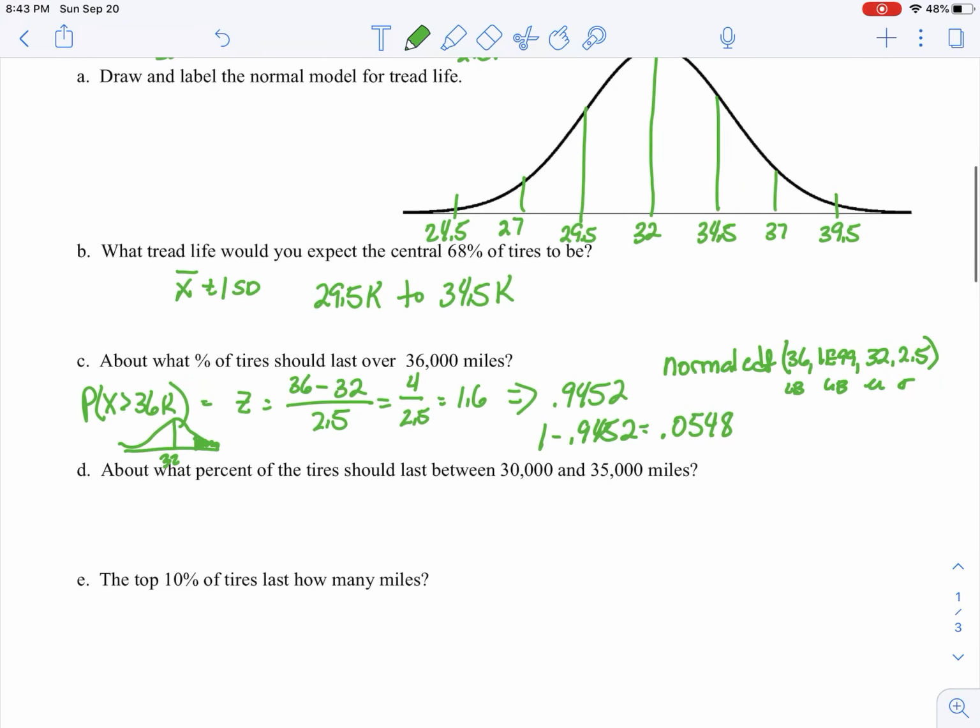Especially is going to happen here on letter D, and I may just jump straight to that. Instead of finding two percentages and subtracting those, I'm just going to cut to the chase. Again, you're prepping yourself for a multiple choice question. So we're going to have a lower boundary of 30, an upper boundary of 35, a mean of 32, and a standard deviation of 2.5. And we're just going to let our calculator do all of this work.